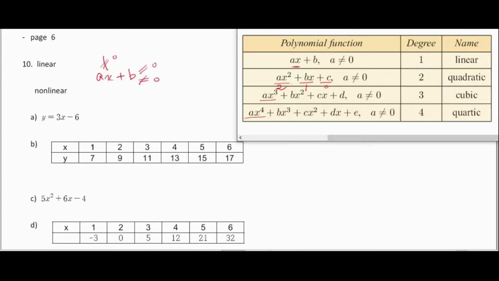And now, let's look at those a, b, c, d to find this out. In case of a, it's 3x minus 6, it's definitely linear. And let's look at c. It has 5x squared, degree 2, so this is a quadratic equation.